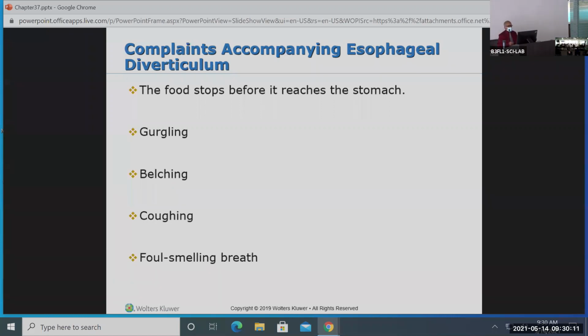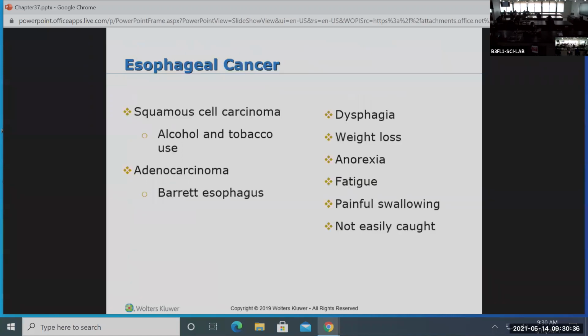The food stops before it reaches the stomach. Patient complains of gurgling, belching, coughing, and most important is foul smelling breath. Patient with diverticulum, all this, especially the foul smelling breath is important. Patient with esophageal diverticulum. Important right now, esophageal cancers.